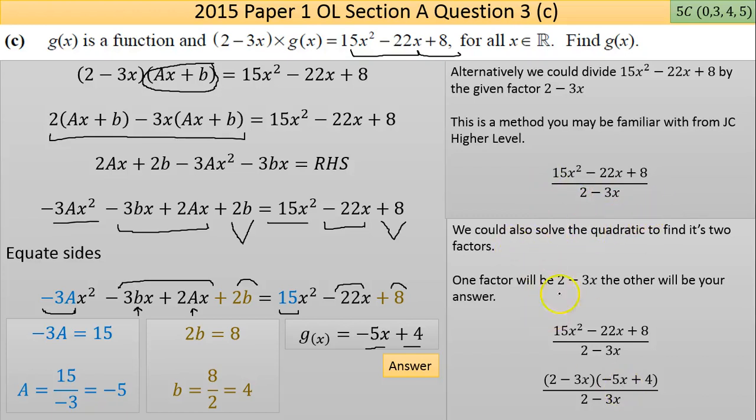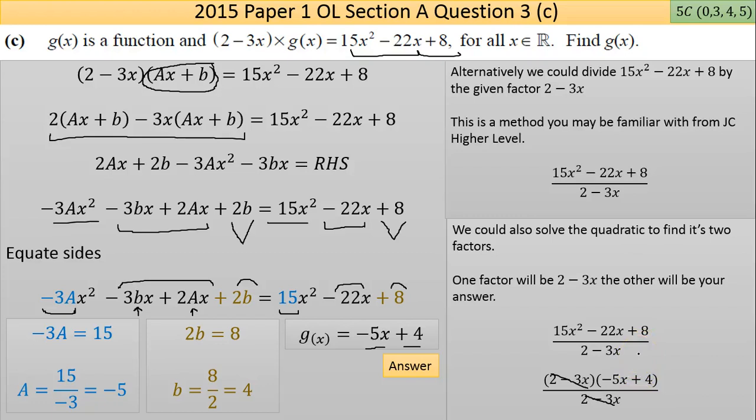Now the last one here was where I would have done it. I would have had this quadratic here, and I would have solved it either using the quick 2 brackets method, or I would have used the minus b formula. And you end up getting the 2 factors, and then you can cancel the common factors from top and bottom. So in this case, 2 minus 3x cancels the 2 minus 3x, and you're left with minus 5x plus 4. Okay, so that's that.